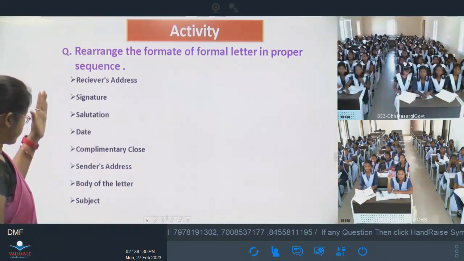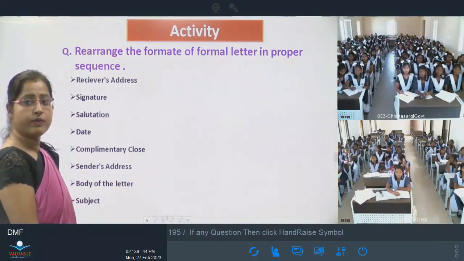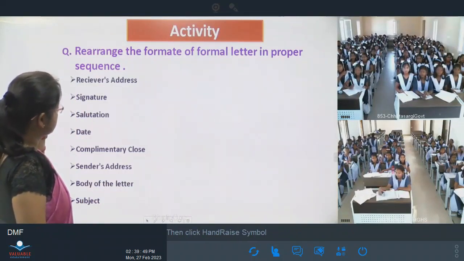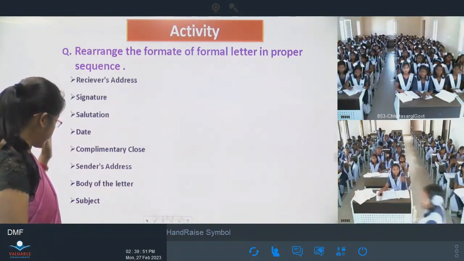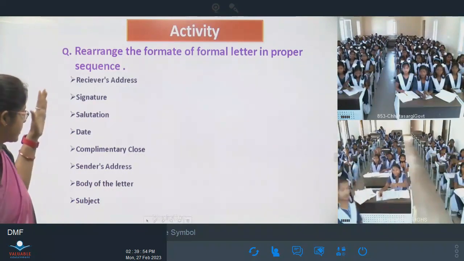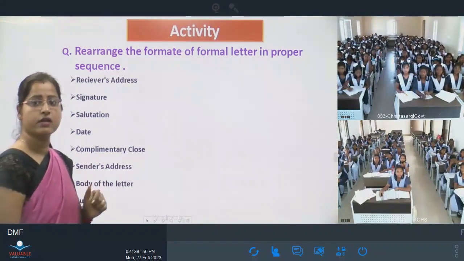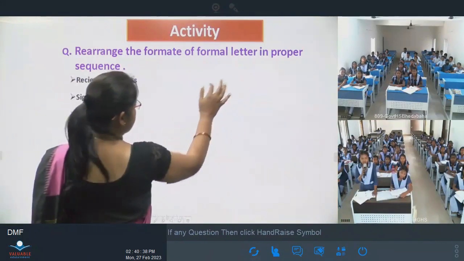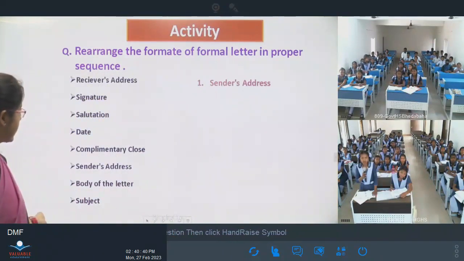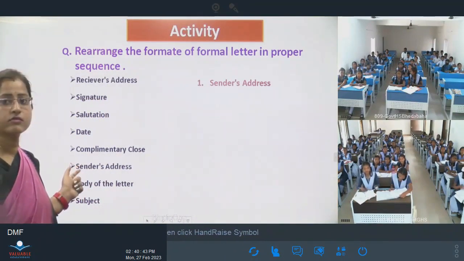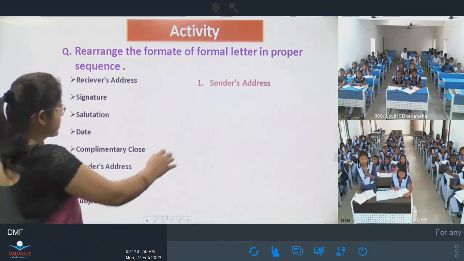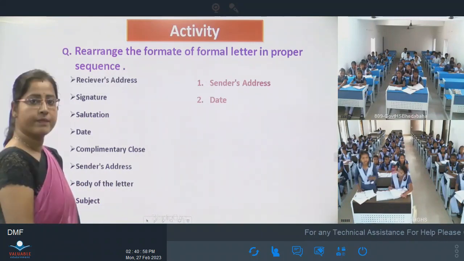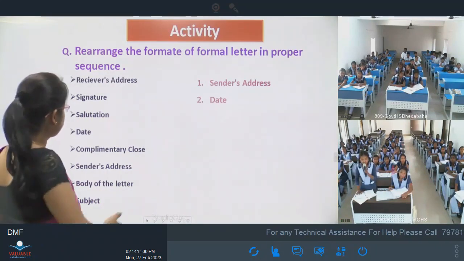Okay, what do we have to write first? First, in a formal letter, which address, receiver address or sender address? Sender's address. Okay, very good. First we have to write the sender address. Then in second, what do we have to write? Date. Okay, second we have to write the date. Very good. Then third, receiver's address. Very good.